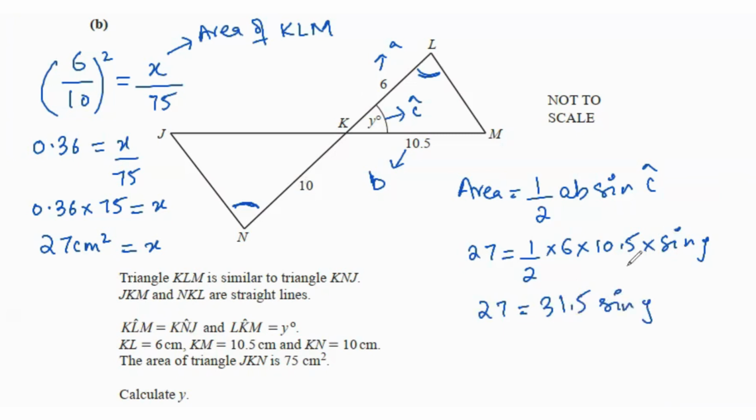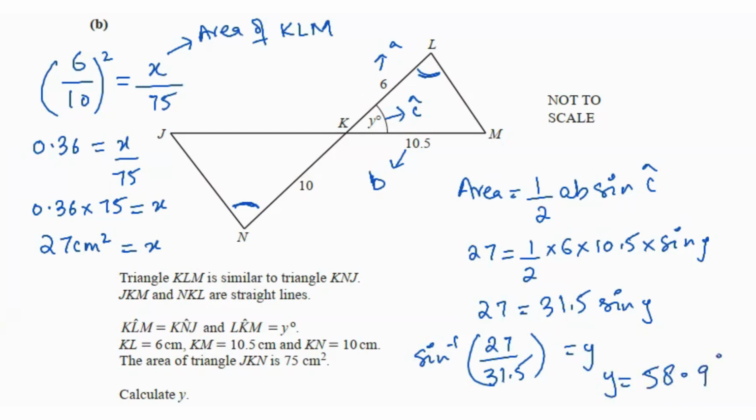27 divided by 31.5, and then sine inverse of that, is going to give us the value of y. So sine inverse of 27 divided by 31.5 is 58.9. So y is 58.9 degrees.